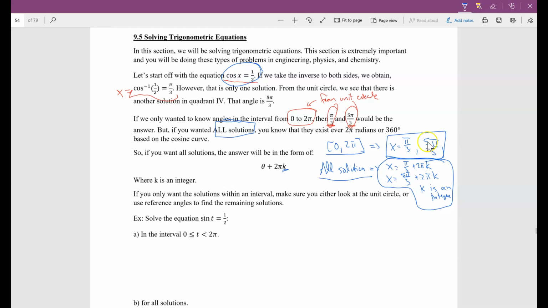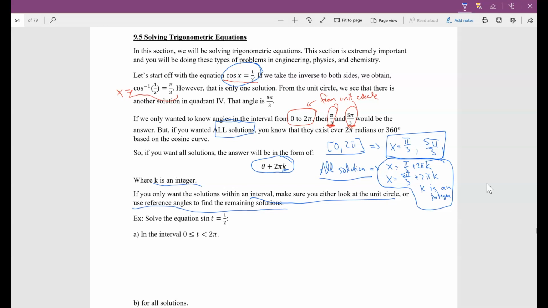Here I wrote theta, whatever your value of theta is, plus 2 pi k, and k here is an integer. You have to be very careful. If you only want solutions within an interval, then you might want to look at the unit circle or use reference angles to find the remaining solutions. Sometimes the problem will not be on the unit circle, and I'll show you what to do in that case. Sometimes they will.